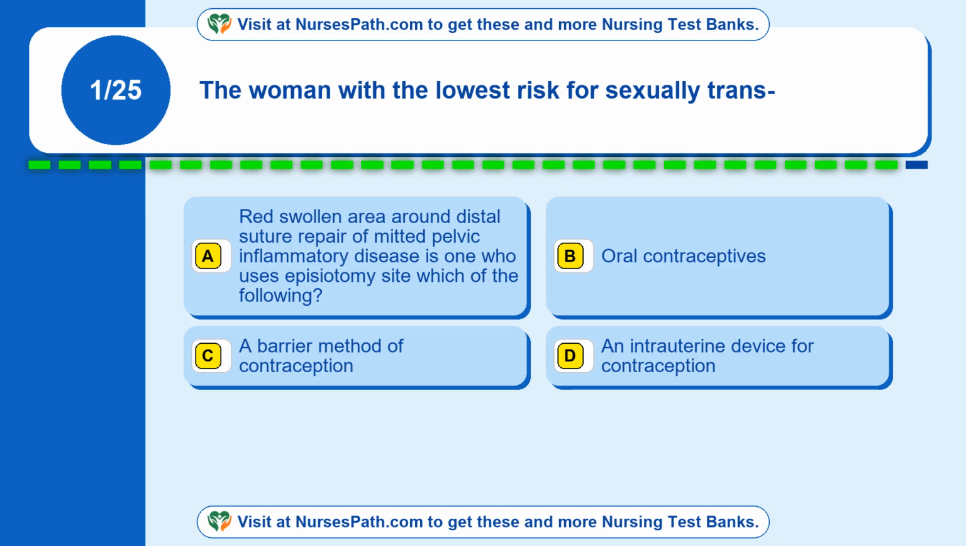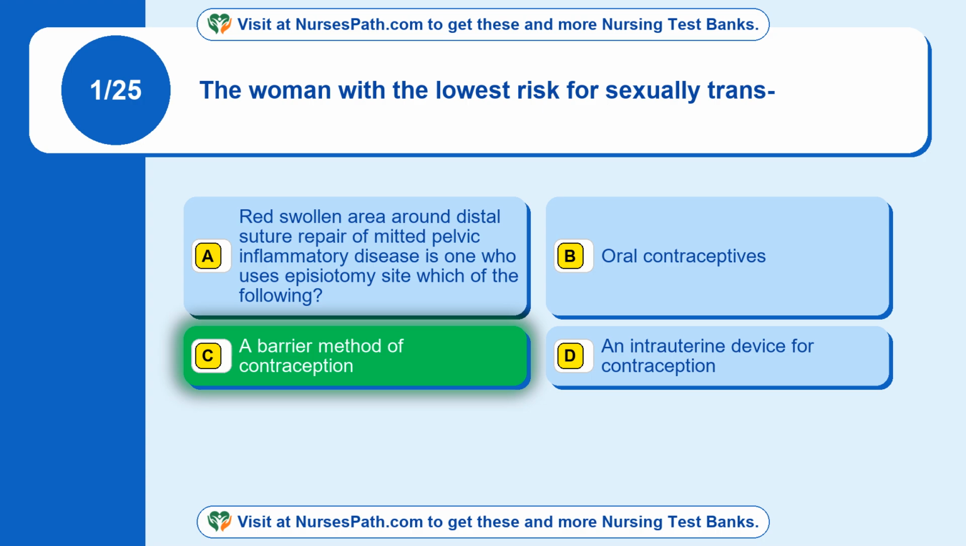Question 1. The woman with the lowest risk for sexually transmitted pelvic inflammatory disease is one who uses which of the following? Option A, red swollen area around distal suture repair of episiotomy site. Option B, oral contraceptives. Option C, a barrier method of contraception. Option D, an intrauterine device for contraception. The correct answer is option C, a barrier method of contraception.